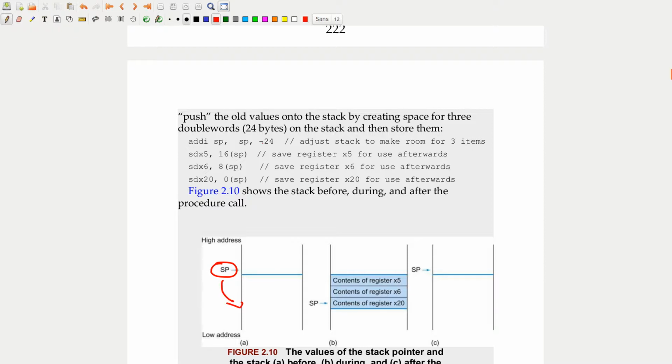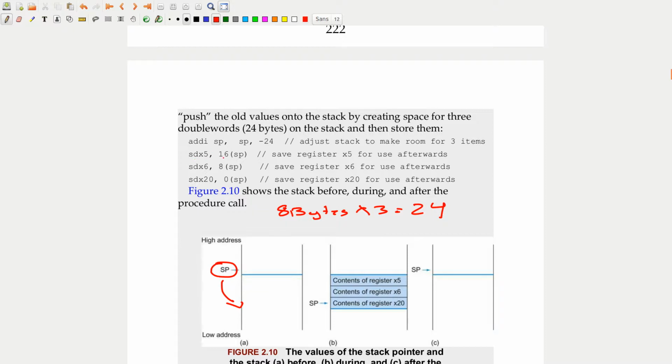The reason why it's 24 is because a double word is 8 bytes, and 8 bytes times 3 is 24. So 3 double words. Now that we've done this, we can start loading things on. Generally we do this in order. What's on the bottom of the stack is going to be first. So first we're going to put whatever is supposed to be on the top of the stack.